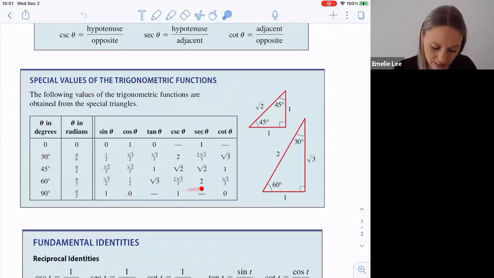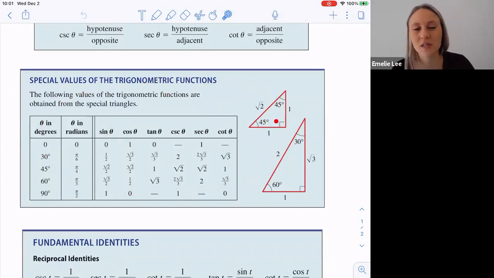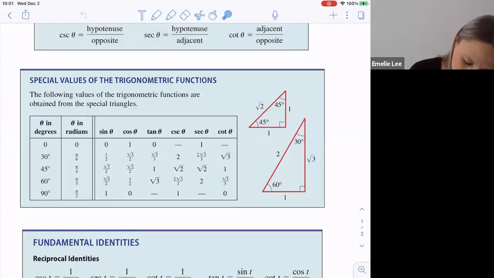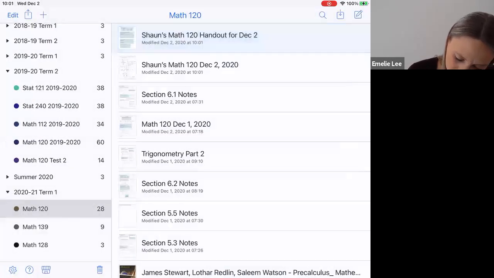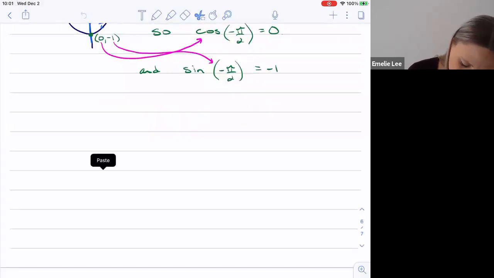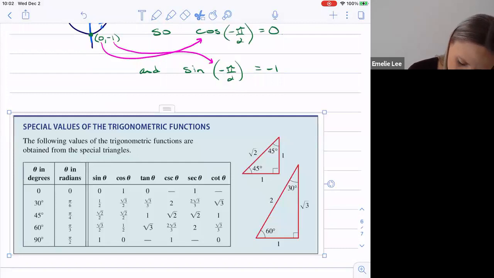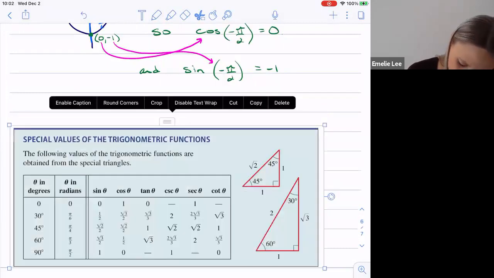But this is the table that I wanted us to bring in because it introduces these 2 special triangles. And we can use these special triangles to find terminal points of a lot of different angles. So I'm going to bring it in, copy, and I'll paste it, but I'll write a little intro here.